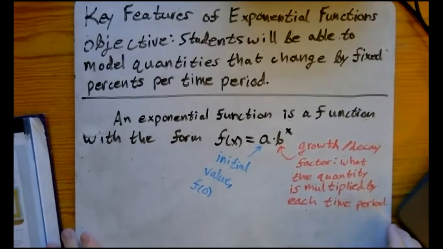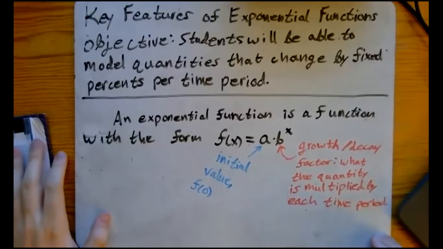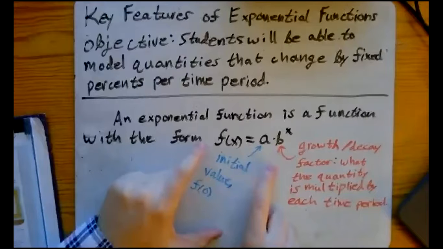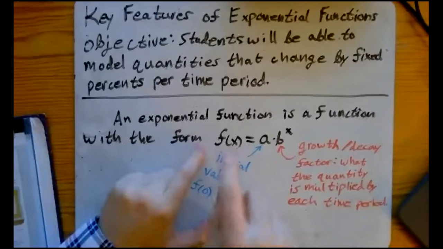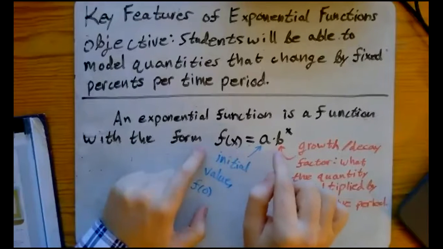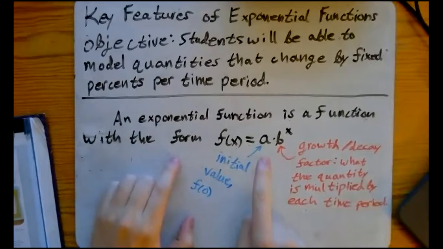So, yesterday, we were learning about the key features of exponential functions. In particular, we ended with this formula: an exponential function is a function of the form f of x equals a times b to the x power.